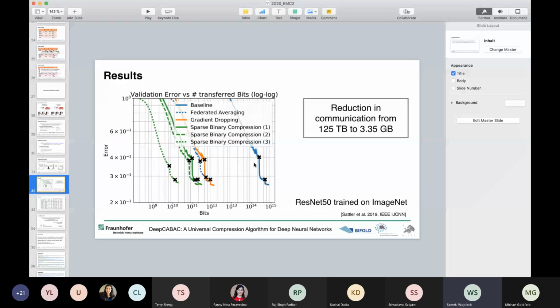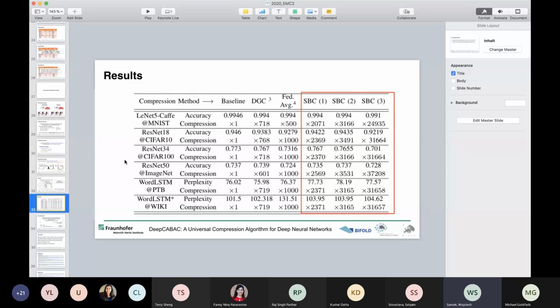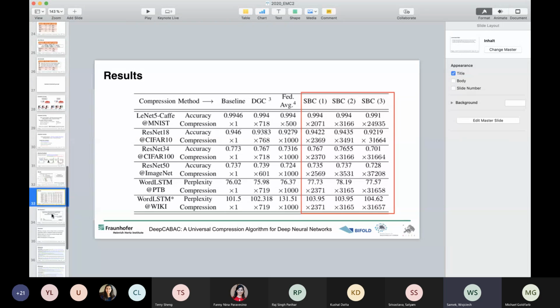So, for example, compared to this naive one, you can reduce communication for ResNet trained on ImageNet from 100 terabytes to 3 gigabytes, which is still a lot, I think, but you see that compression can help a lot. And we applied it not only to this one network, but also to different network architectures, and also to different datasets. In all these cases, our sparse binary compression performs better than the baselines.